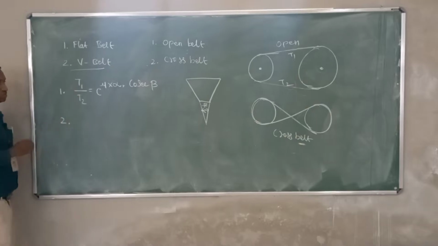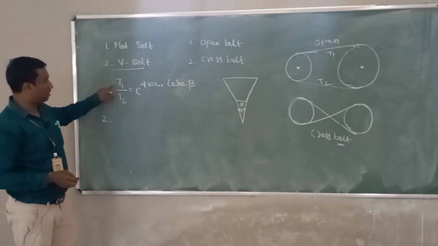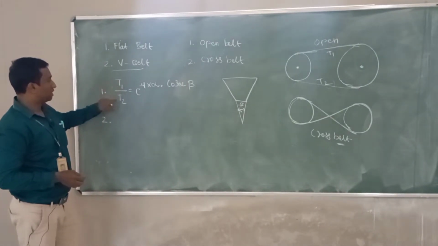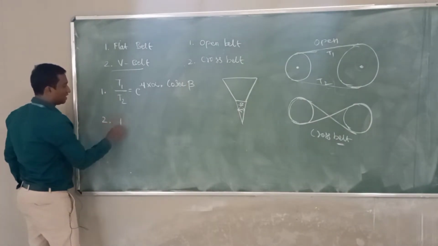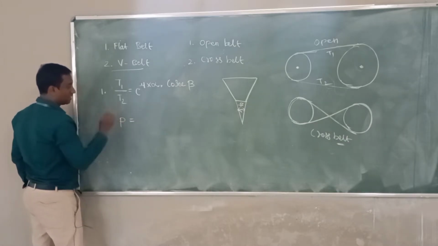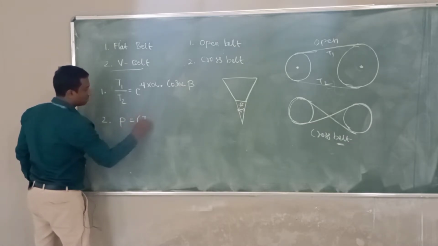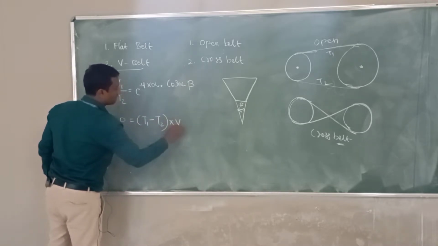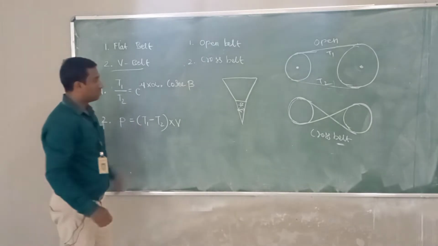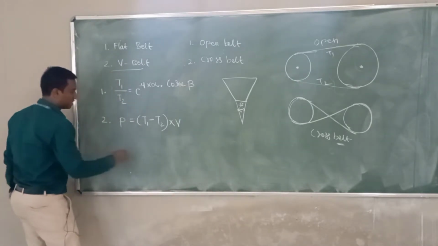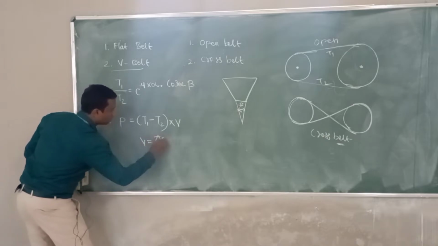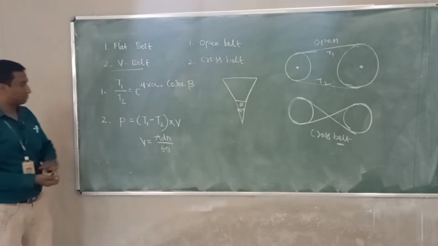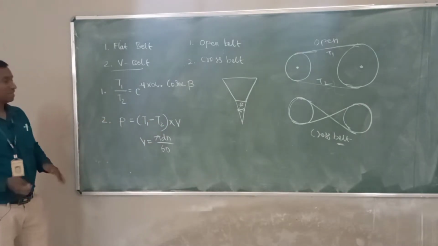Then equation 2, by using T1 and T2: to find power, with the same tight and slack side, P is equal to (T1 minus T2) multiplied with velocity. What is the formula to find the velocity? V is equal to pi d n by 60. Then we can substitute this velocity in this formula and find out the power.